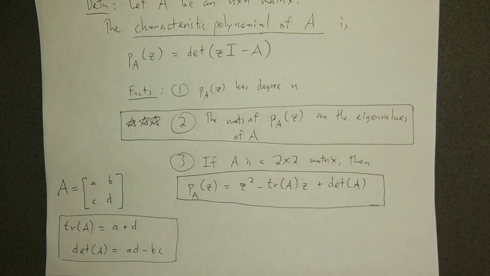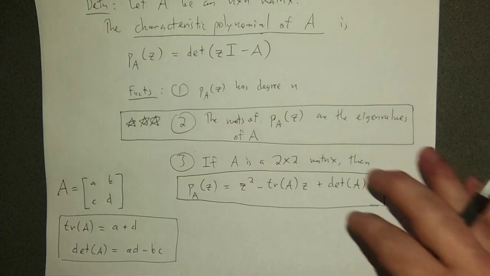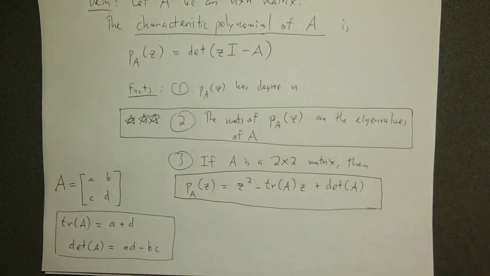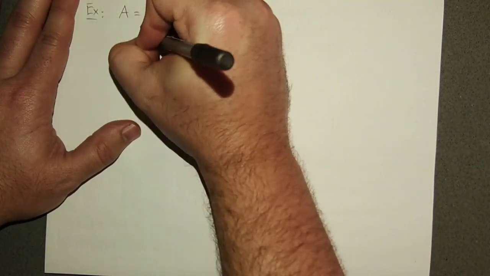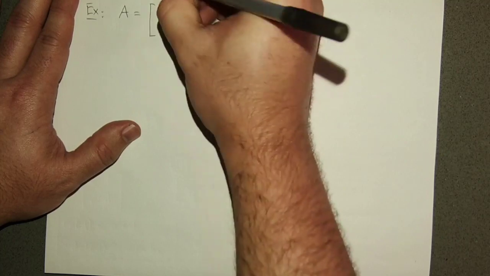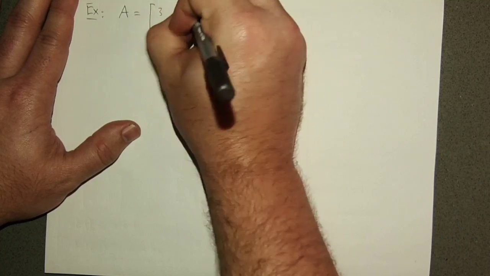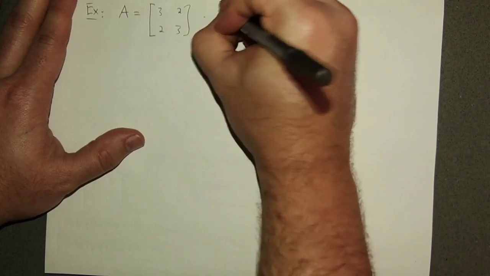So let's do a couple of examples of computing this. After I do these examples, I'll talk about how I can use this to find eigenvectors. So, example: let A be the symmetric matrix 3, 2, 2, 3. Find all eigenvalues of A.